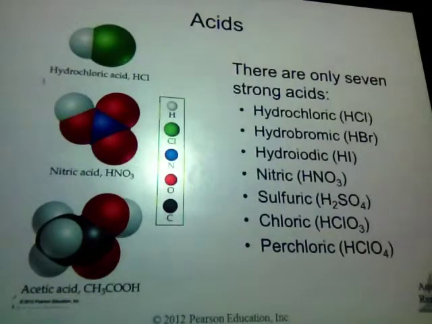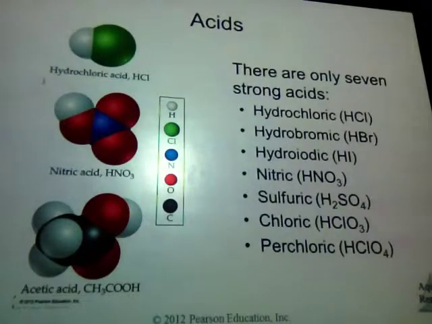We also know that there are 7 strong acids, and if it's not an acid on this list, it is not a strong acid. So I have those 7 listed here. You do need to have these memorized. We have hydrochloric, hydrobromic, hydroiodic, and then we have nitric, sulfuric, chloric, and perchloric.